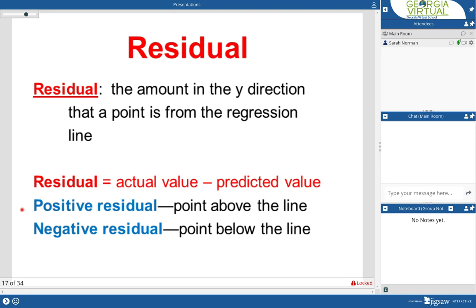If you have a positive residual, that means the point's above the line, and the negative residual, the point is below the line. Let me see if I can find that video for you too. Hold on a moment.